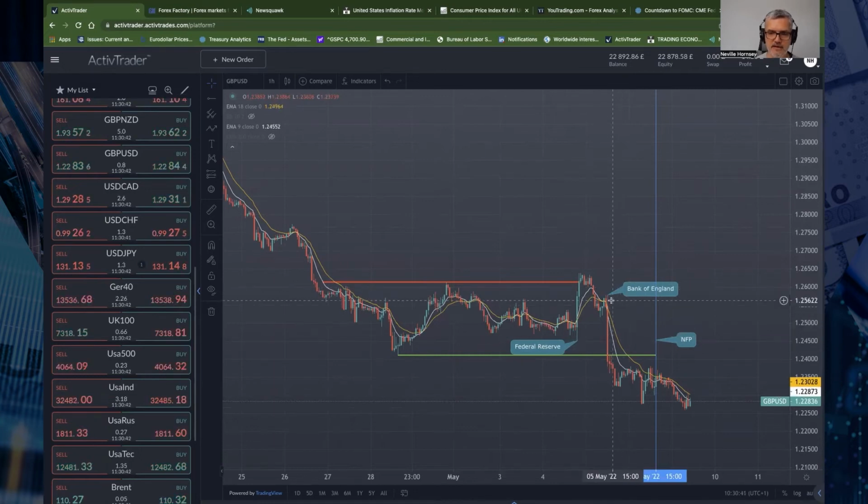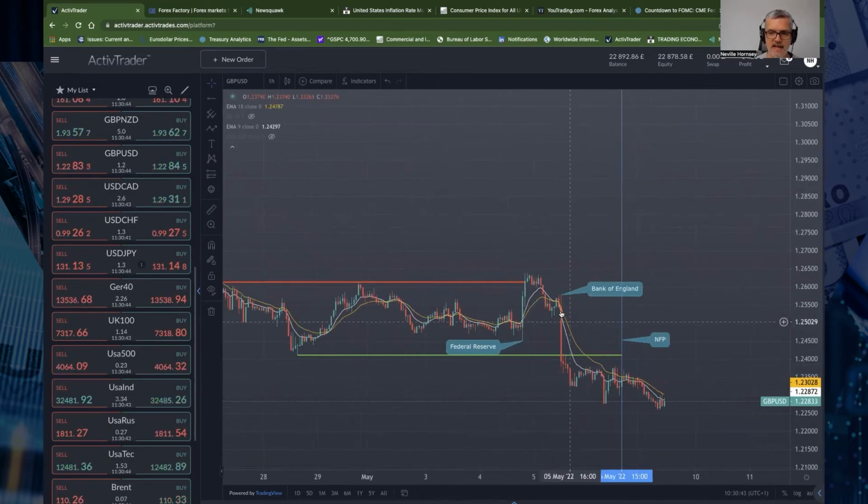So obviously the magnitude of selling on the hourly chart in the pound versus the US dollar on the back of what happened with the Bank of England, and then hardly anything really from the NFP. So this was NFP. If we get back above the Bank of England highs around 1.255, then everyone that was short selling the pound is now going to be trapped.